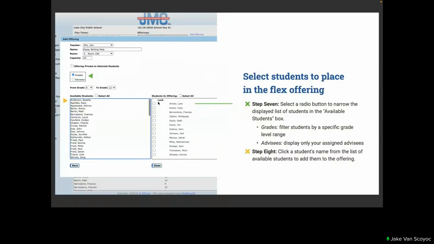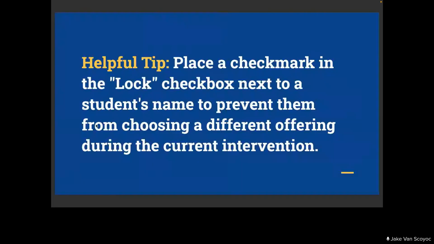Step 7, select a radio button to narrow the displayed list of students in the available students box. You can choose by grades to filter students by a specific grade level, or you could choose advisees to display only your assigned advisees or only the teacher's assigned advisees. Step 8, click a student's name from the list of available students to add them to the offering. Helpful tip, place a check mark in the lock checkbox next to a student's name to prevent them from choosing a different offering during the current intervention.